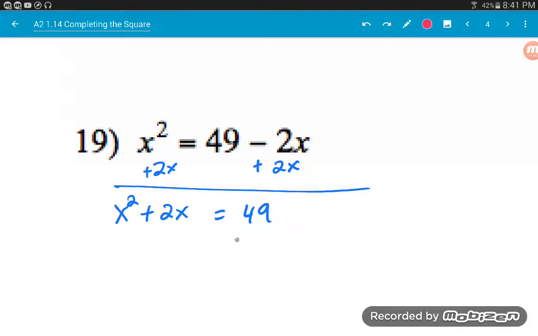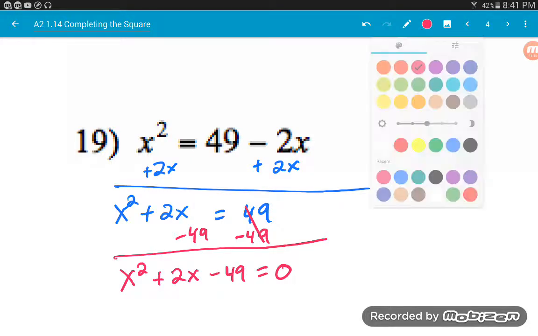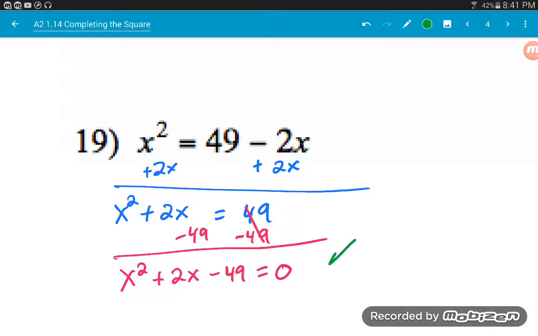If you don't see that, then let's move them to the right and just start the steps in the beginning. So to move the 49, that's a positive 49, I have to use subtraction. Minus 49 minus 49. And I get x squared plus 2x minus 49 equals 0. And now you can complete the square on that guy. So just follow the steps, you can complete the square, and you'll be good.